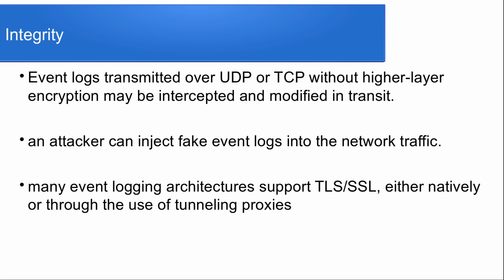Next is integrity. Ensuring the integrity of event logs in transit is extremely important. By default, most remote logging utilities do not provide any assurance for integrity. Event logs transmitted over UDP or TCP without encryption may be intercepted and modified in transit. Also, an attacker can inject fake event logs into the network traffic. This is quite easy to do for many types of remote logging servers, such as traditional syslog servers listening on the UDP port. Now, many event logging architectures support TLS and SSL either natively or through the use of tunneling proxies. So, we can use TLS or SSL to protect the data in transit and mutually authenticate the server and client event logging systems.